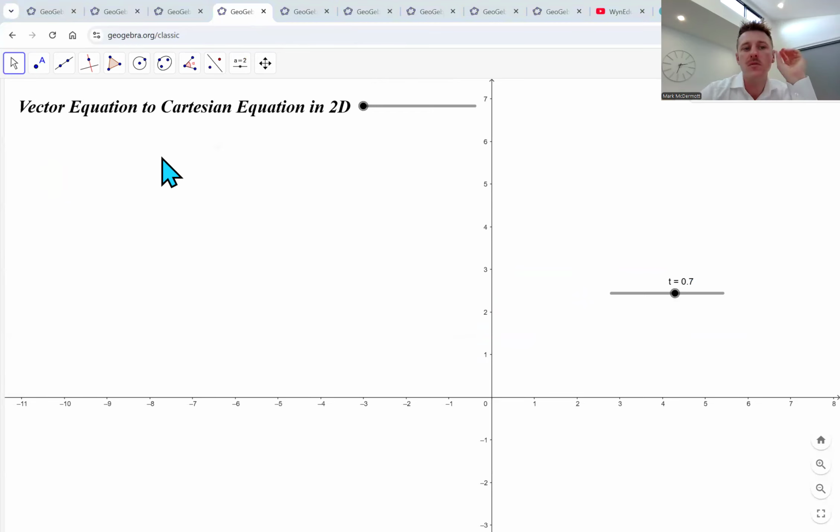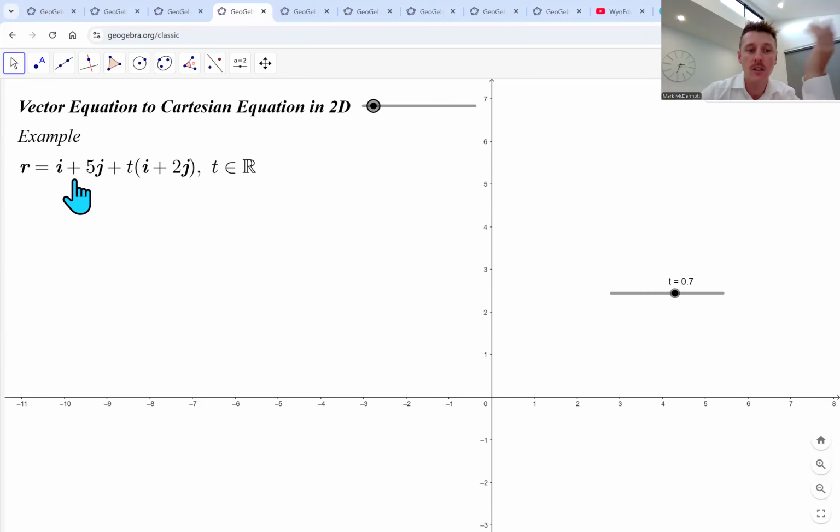Let's see if we want to go from a vector equation to a Cartesian equation in 2 dimensions. 2 dimensions is always a lot more friendly. So let's imagine we get given some vector equation: i plus 5j plus t groups of (i plus 2j). Remember, i is the component vector in the x direction, and j is the unit vector in the y direction. Okay, so that's the vector we've got. We want to convert that to the equivalent Cartesian equation in 2 dimensions. So let's think about how we might do that.